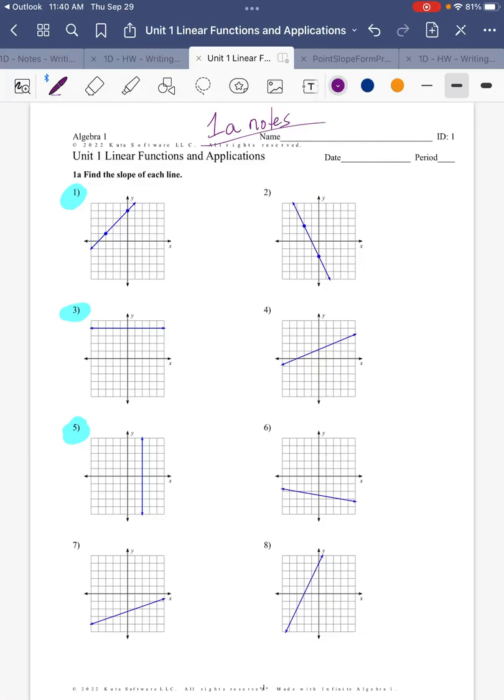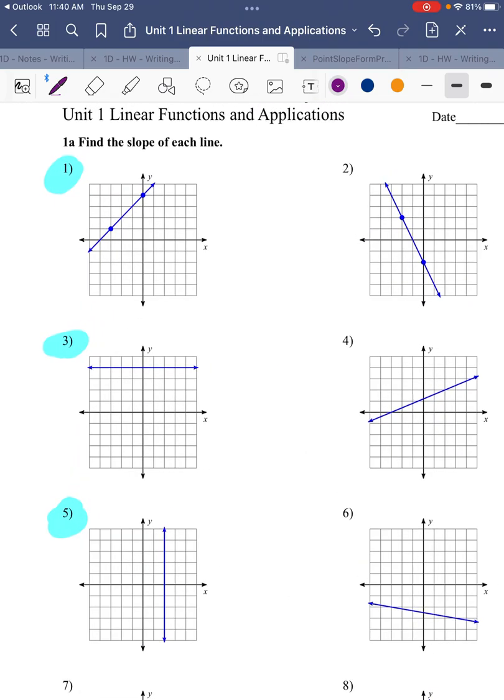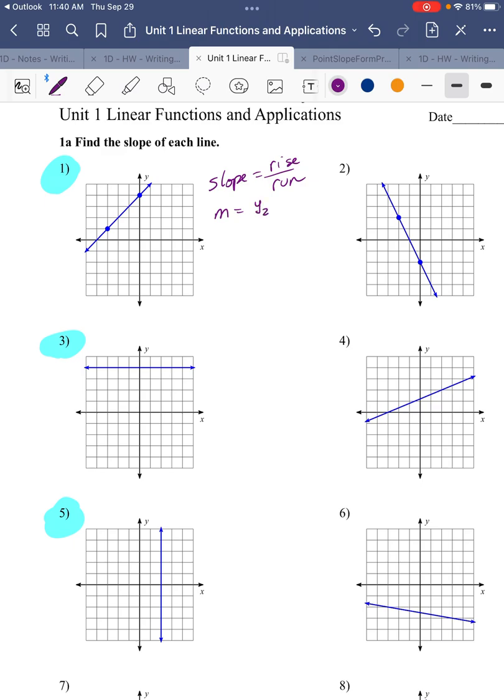These are 1A notes, so we need to find a slope, and in some cases find the y-intercept. So the first one, find the slope. This is rise over run if you have a graph. If you do not have a graph, slope, another symbol for slope is m, you have y2 minus y1. So if you have two coordinates, you can always find slope using this formula.